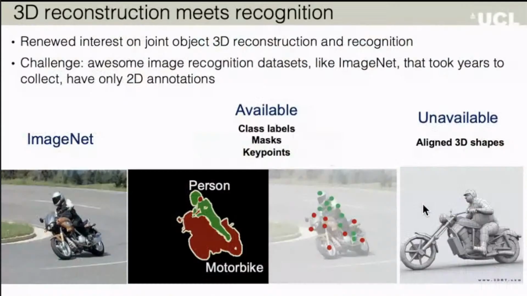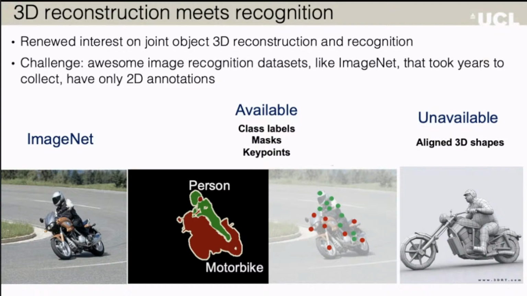However, when we look at the computer vision datasets that have been collected over the years, it turns out that the community has really focused on harvesting 2D annotations. So, to be able to learn 3D from images, in principle we would need 3D annotations instead. But when we look at these datasets, we have annotations such as class labels, masks, key points.